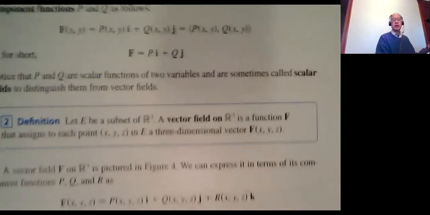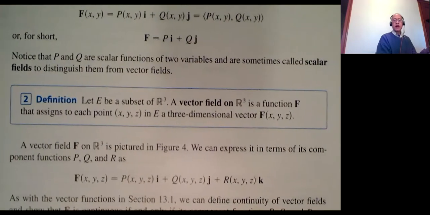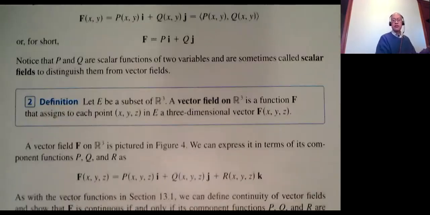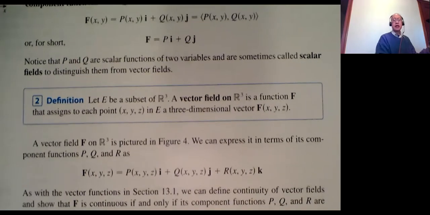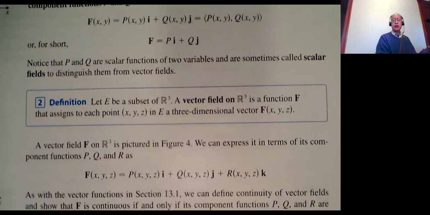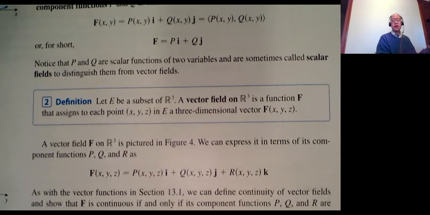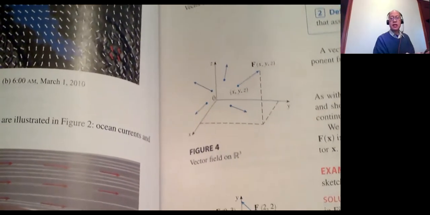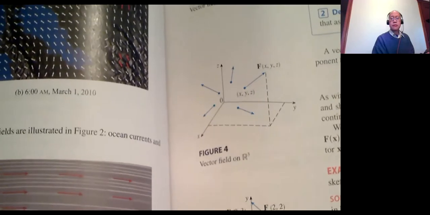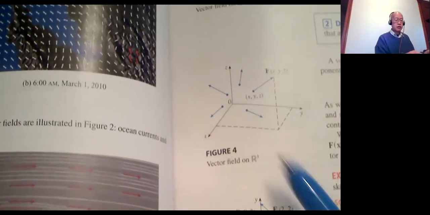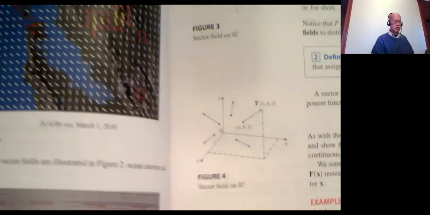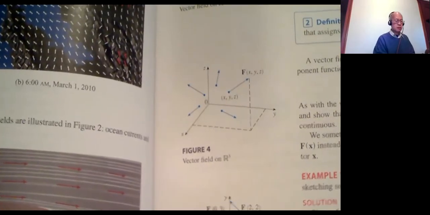And you can have a three-dimensional case. A vector field in R3. It's exactly the same definition as this, if you look at the wording. What's R3? Space, XYZ space. A vector field in R3 is a function capital F that assigns to each point (x, y, z) in E a three-dimensional vector F(x, y, z). Here's an example. You see the XYZ coordinates, and in space, you have all these vectors. So you're going that way, and that way, and that way, and that way. Give me a point in space, I'm going a particular direction.